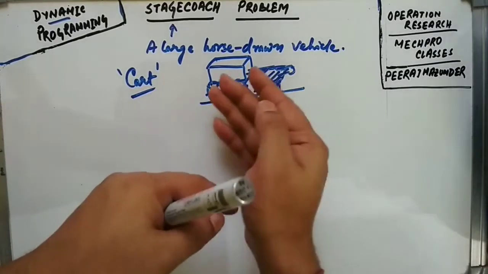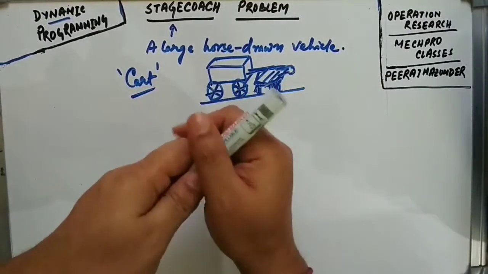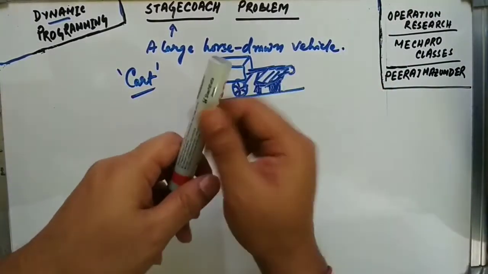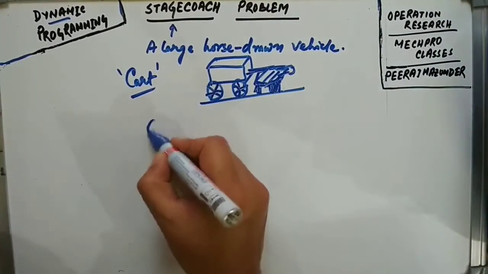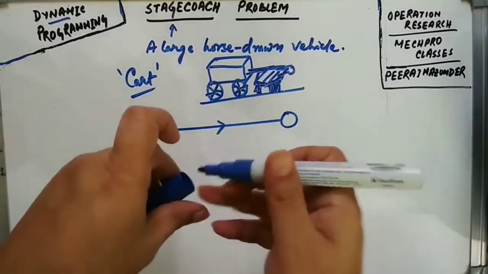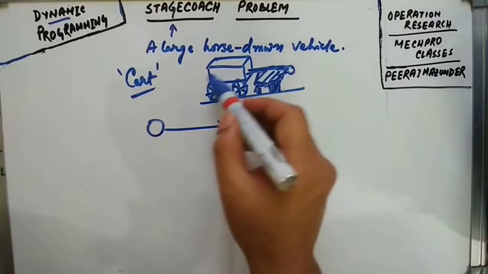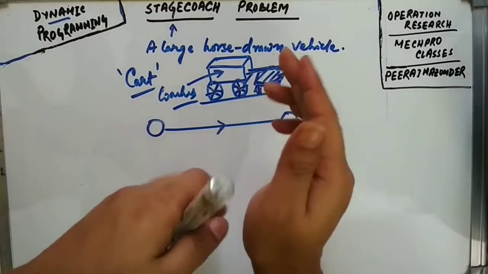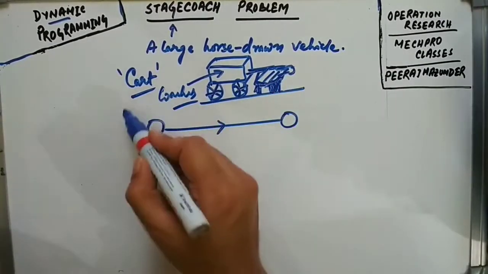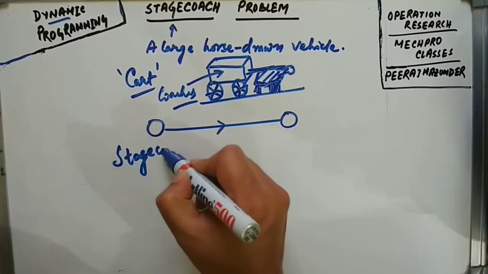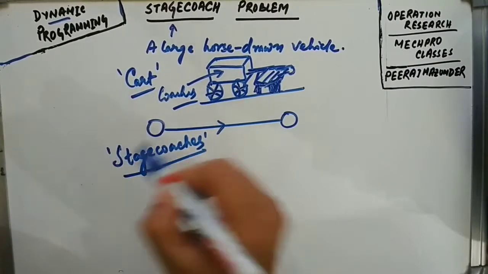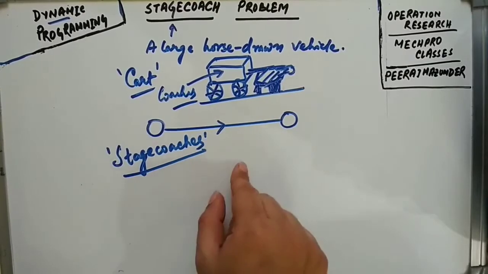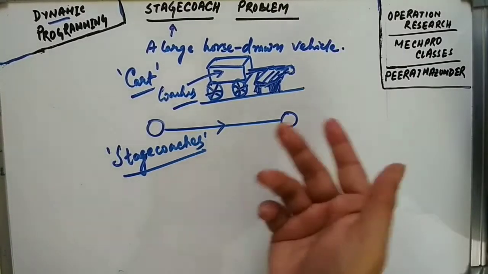This stagecoach, or horse-drawn vehicle or cart, used to carry passengers, often mail also, along a regular route between two places. Coaches that carried passengers became known as stagecoaches. From that only the term coach is applied to nowadays railway coaches also, the coaches which carry the passengers.